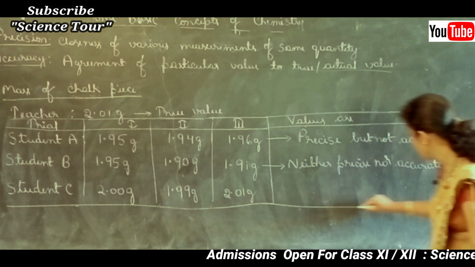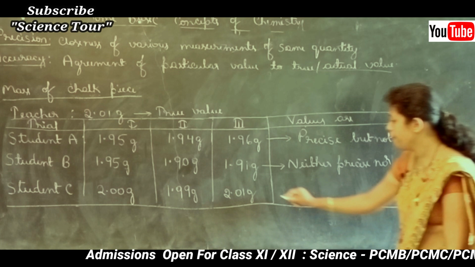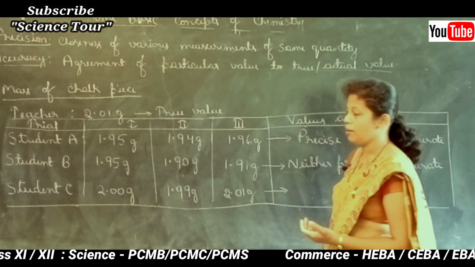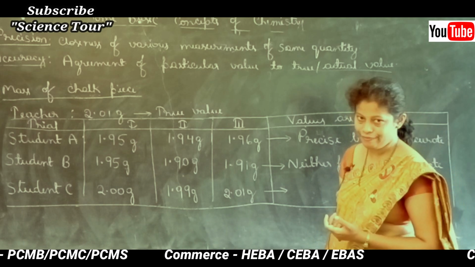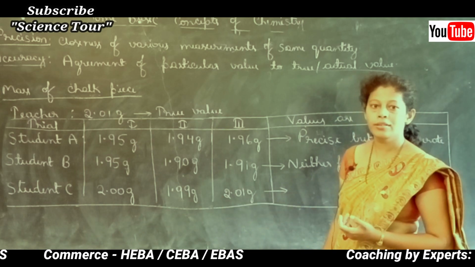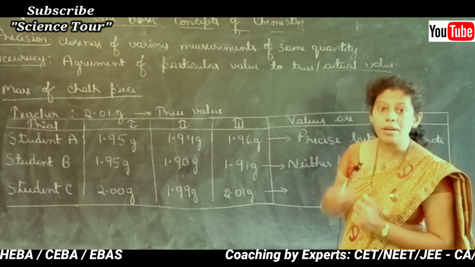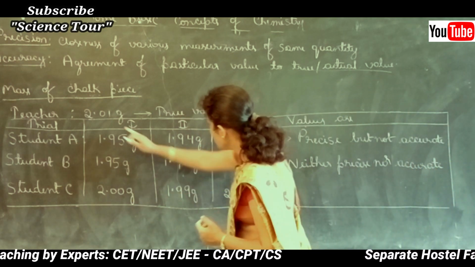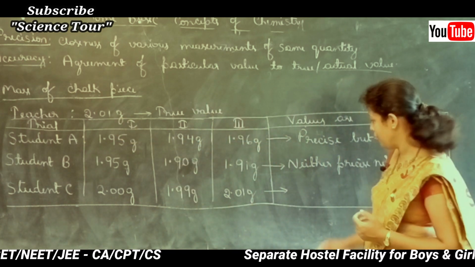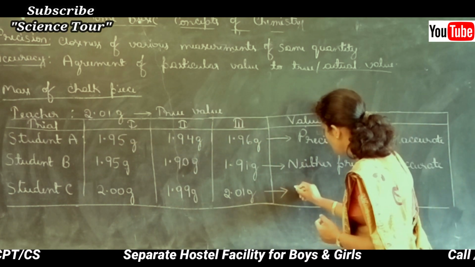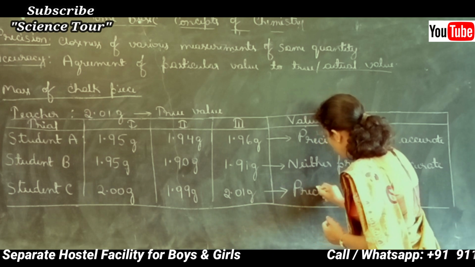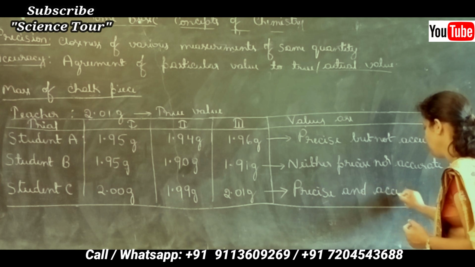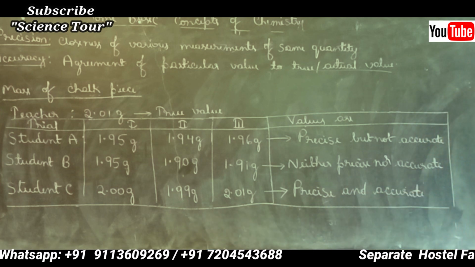But take student C values. What do you find? 2.00, 1.99, 2.01 gram. These are the 3 different measurements we have. The student is good. The values he measured are close to each other, and the values he measured are close to the true value also. That means values are precise as well as accurate.